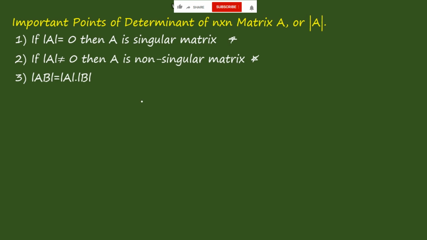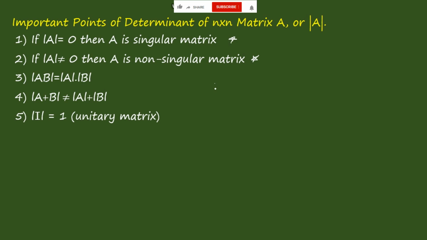Coming to the third one, determinant of A into B is equal to determinant of A into determinant of B. The fourth one, determinant of A plus B is not equal to determinant of A plus determinant of B. Come to the fifth one, determinant of identity matrix is equal to 1. If you consider a 2 cross 2 identity matrix, then I is nothing but 1 0, 0 1. Then determinant is always 1.